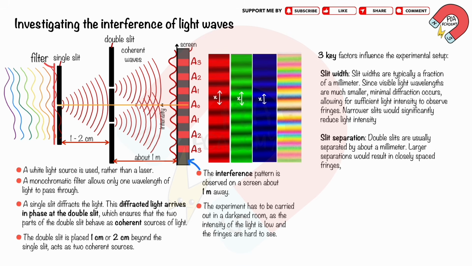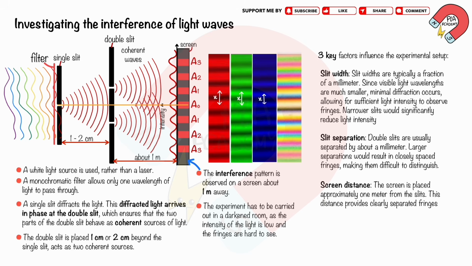Slit separation. Double slits are usually separated by about a millimeter. Larger separations would result in closely spaced fringes, making them difficult to distinguish. Screen distance. The screen is placed approximately 1 meter from the slits. This distance provides clearly separated fringes without excessive dimming of the light.